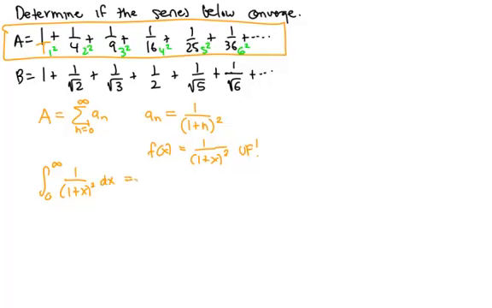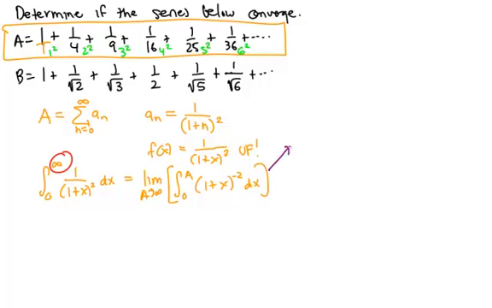using the integral test. Well, just like the other examples, it's an improper integral. So what we're going to have to do is integrate from 0 to some stopping point a of (1 plus x) to the negative 2 dx, and then take the limit as a goes to infinity.